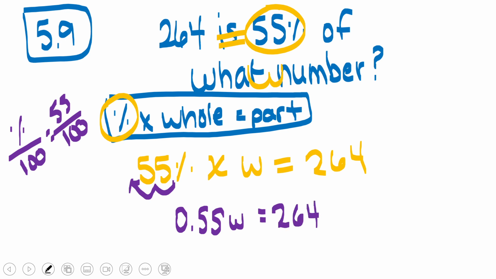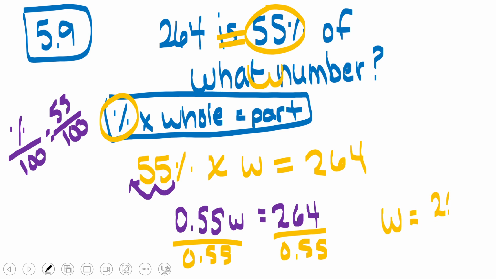And we'll be dividing algebraically to solve for W. And we're going to have now W equals 264 over 55 hundredths. Okay. So you're asked about 264 being 55% of what number?